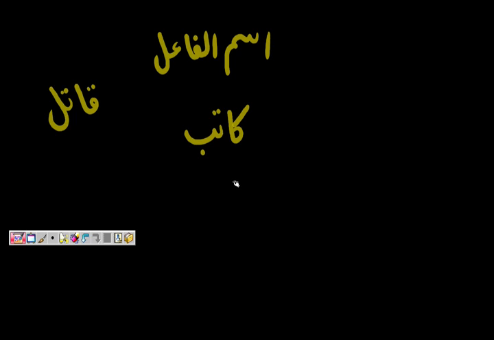So the active participle can be made from all verbs, whether the verbs are transitive or intransitive, all of them have a fa'il. Qa'im is from an intransitive verb, standard. Shakir, thanker. Nasir, helper. Qatil, killer. Some of those words are formed from transitive verbs, like Shakir, Nasir, Qatil. Some of them are formed from intransitive verbs, like Qa'im. But all of them can have ismul fa'il.